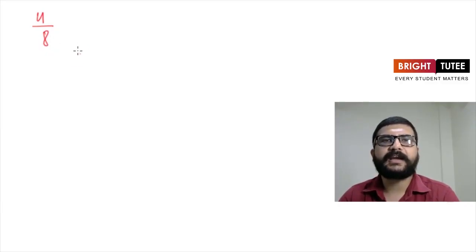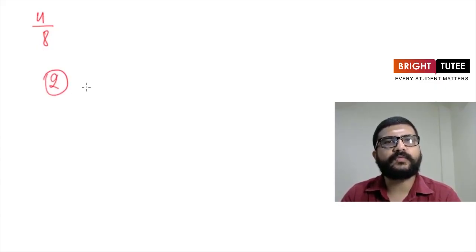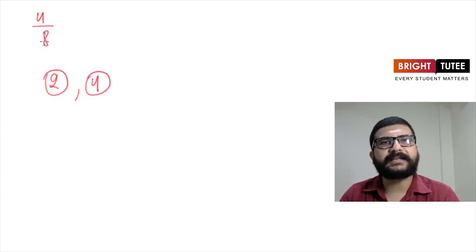Now what else do we have to check? We have to check whether there is any common factor between numerator and denominator other than 1. Is there any other common factor between 4 and 8? Yes, the common factors are 2 and 4. So this number is not in standard form. Can we convert this into standard form? Yes, we can do that. Now what is the highest common factor? It is 4.